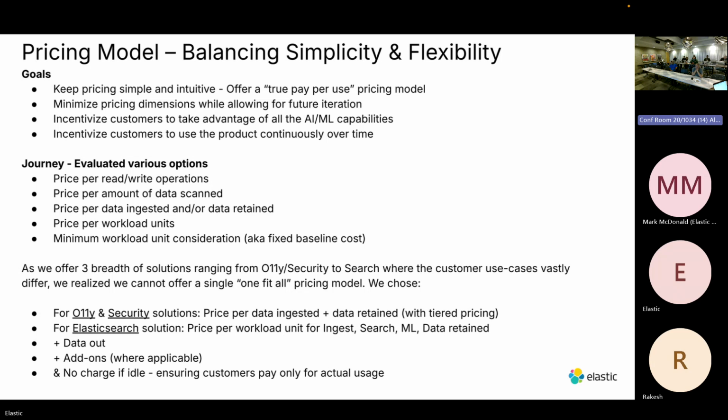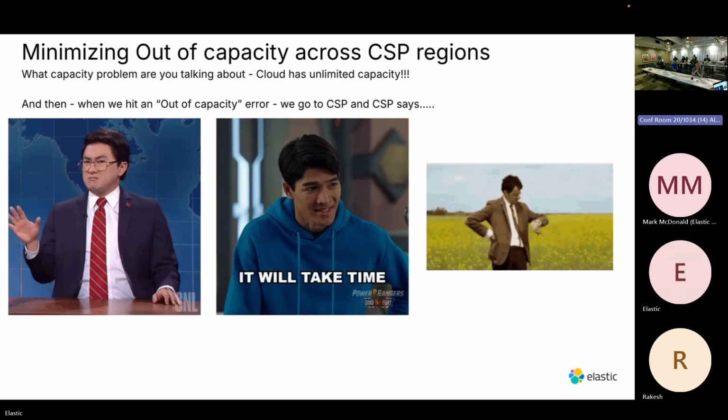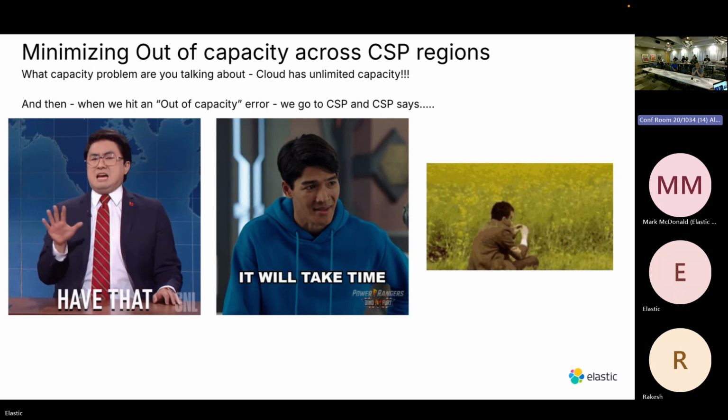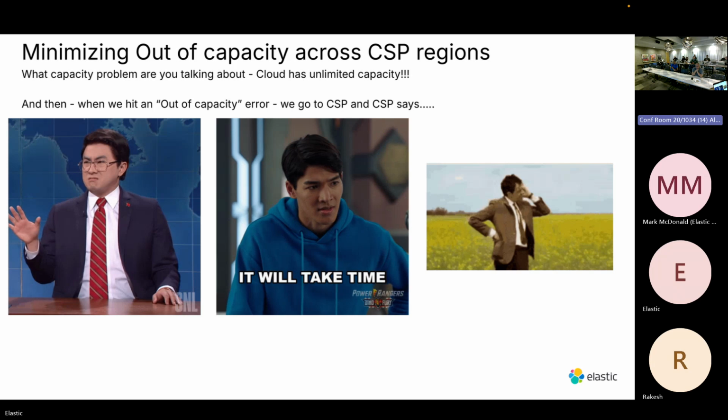So just summarizing all of those, but before we do that, we can't talk about cloud without talking about capacity, right? And when you talk about a capacity problem, you are like, hey, what are you talking about? Cloud has unlimited capacity, right? But then you end up with an out of capacity error. So you go to the CSP and the CSP says, hey, we don't have that problem. And we say, hey, we saw the problem. So they're like, oh, sorry, you got a problem. It will take some time, right?